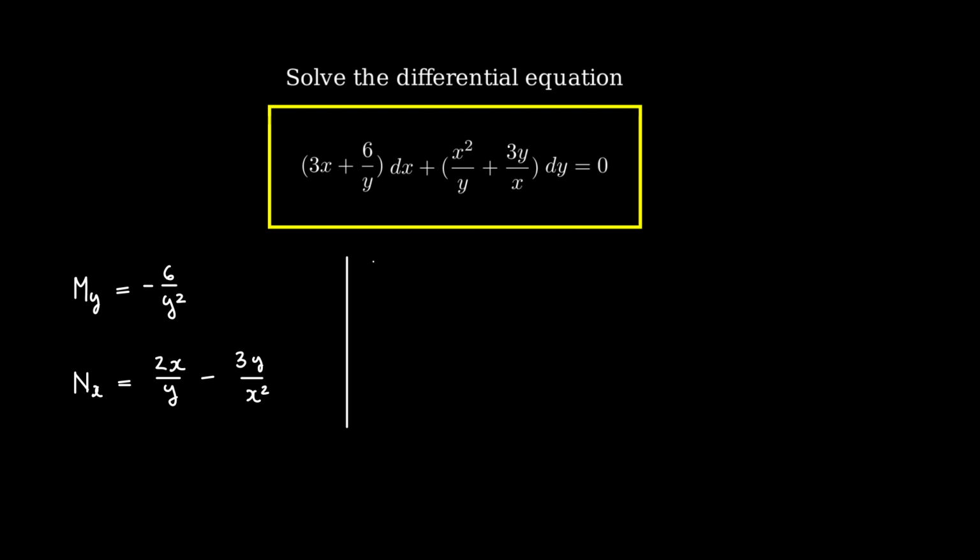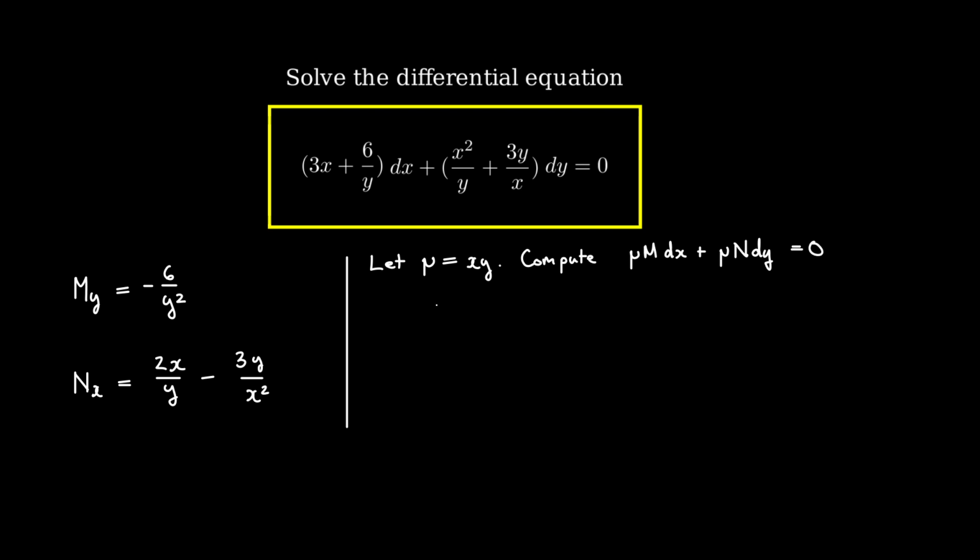So let's try something here. Let's try the simplest function, which will get rid of the fractions here. And you can see, because there's a y here and an x there, this will just be xy. And now let's compute the equation mu M dx plus mu N dy equal to 0.